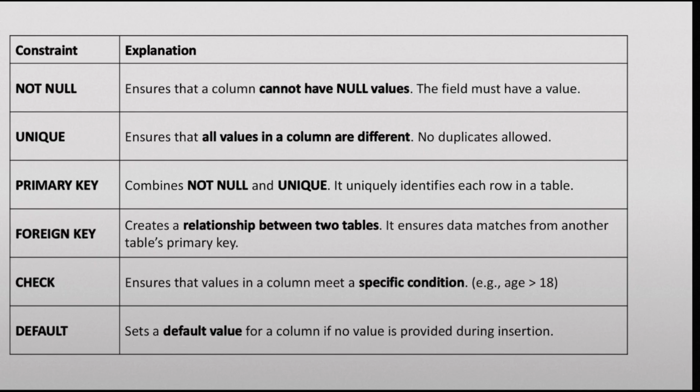Third is primary key. It is a combination of not null and unique. It uniquely defines each row in a table. Fourth is foreign key. It creates a relationship between two tables. It ensures data matches from another table's primary key.